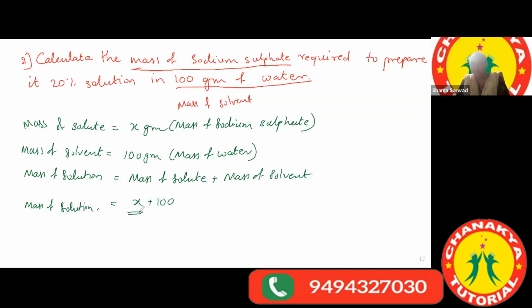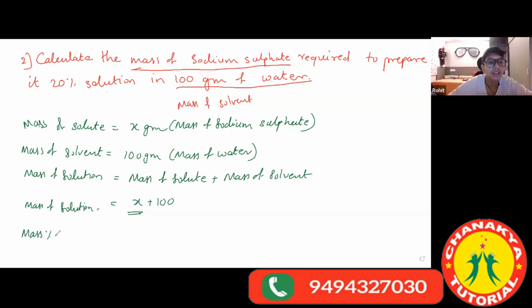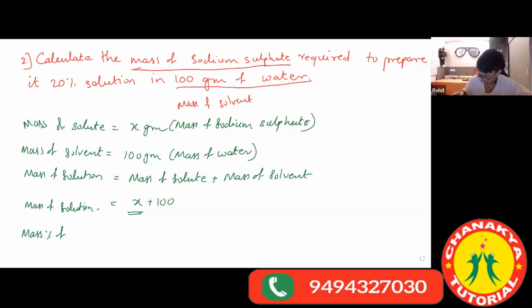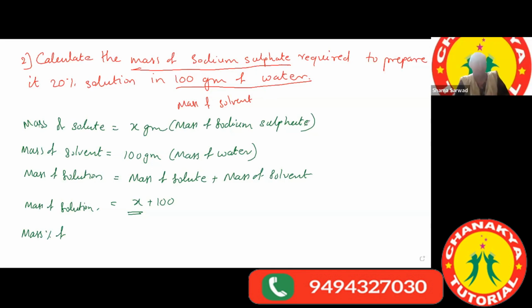Means in this you have to calculate the value of X in short. Correct? Now mass percentage is given for the solution, that is 20. Ma'am, I sent the answer, could you check it? Wait, I need to check. 10%. You need not calculate the percentage over here, Rohit. You have to calculate the grams. How many grams of sodium sulfate is required to prepare 20% of solution? Correct?